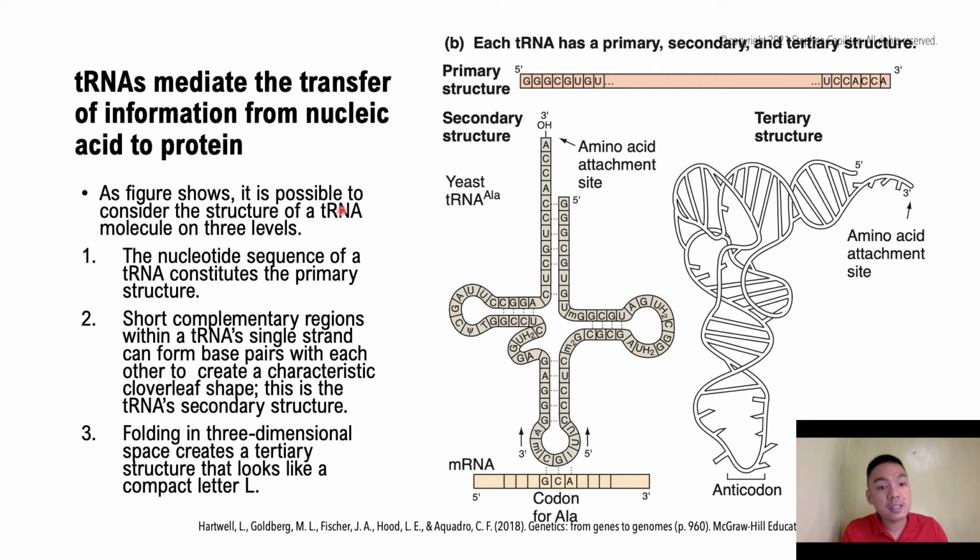It is possible to consider the structure of tRNA on 3 levels. First, the nucleotide sequence of a tRNA constitutes the primary structure, this one. Second, short complementary regions within the tRNA single strand can form base pairs with each other, creating a characteristic clover leaf shape. And this is your tRNA secondary structure. And lastly, folding in 3-dimensional space creates a tertiary structure that looks like a compact letter L, and this is your tertiary structure.